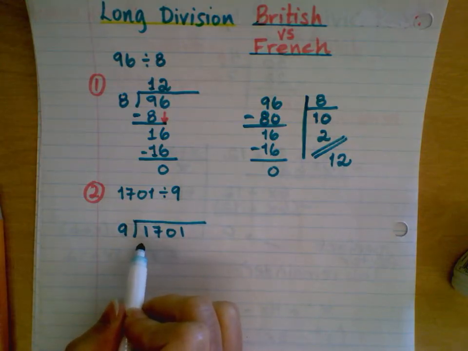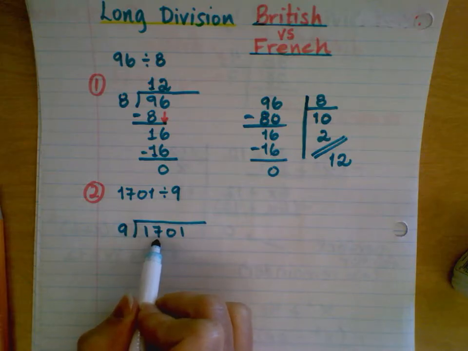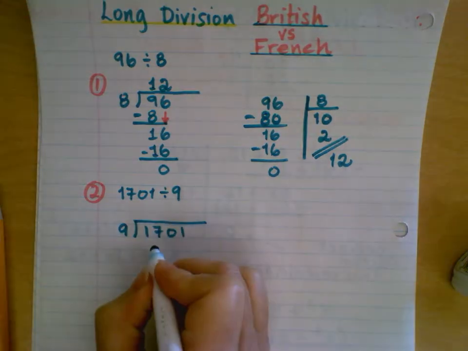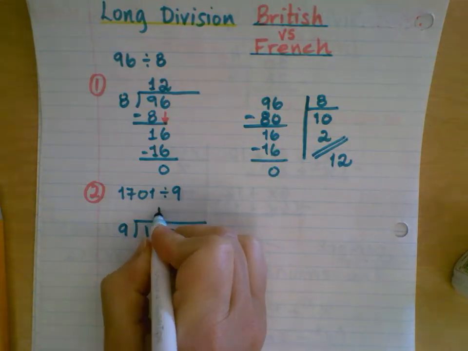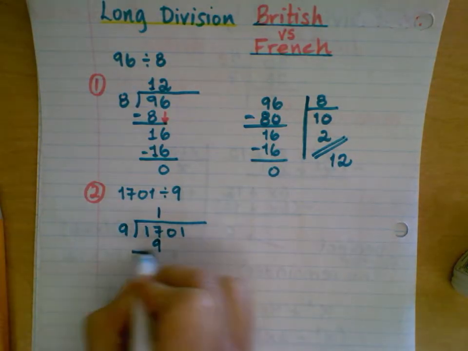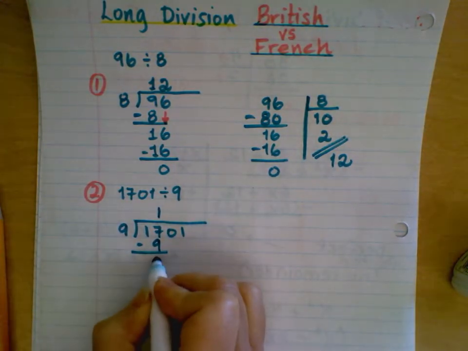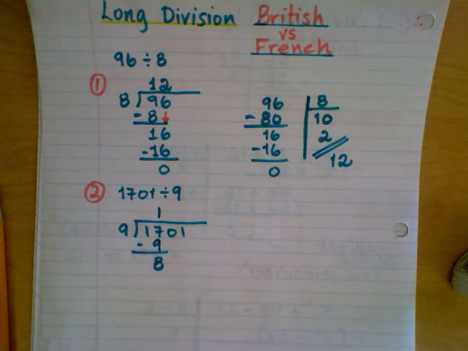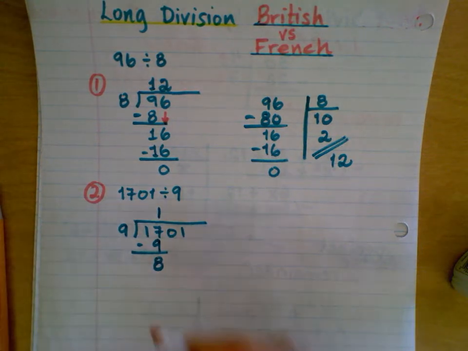Okay, so I'm looking for a multiple of 9 that goes into 1. No, it doesn't. Goes into 17. Yep, I can get a 9 out of 17. And that leaves 8. And then drop down this 0.